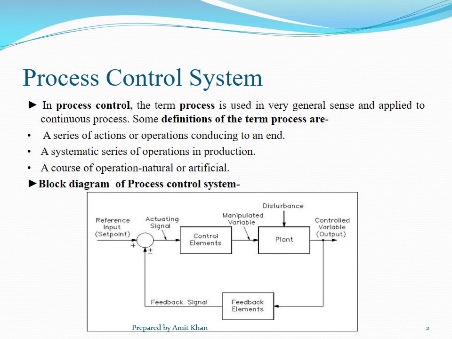Here we can see the block diagram of a process control system, which contains the reference input set point, then an error detector, then control elements, whose input is an actuating signal. The output of the control elements goes to the plant, which is the manipulated variable. Then in the plant we also get disturbance. From the plant a feedback path is sent. The feedback signal is sent to the error signal, and the control variable output is the output we get from the plant.